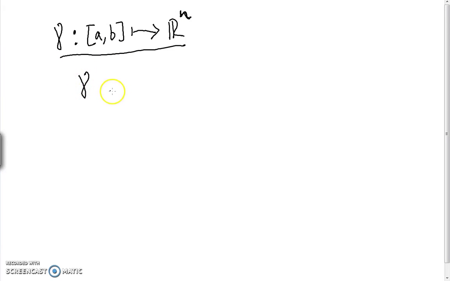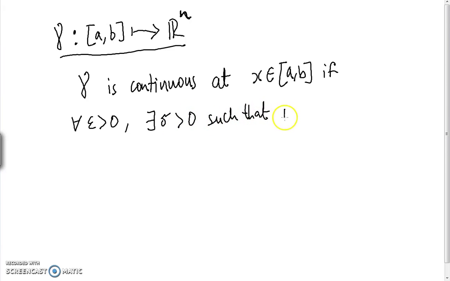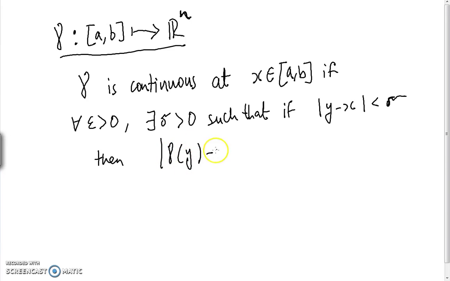So we say gamma is continuous at an x in AB if for all epsilon greater than 0 there exists a delta greater than 0 such that if |y minus x| is less than delta, so the distance away from x is less than delta, then the distance between these vectors can be made less than epsilon.